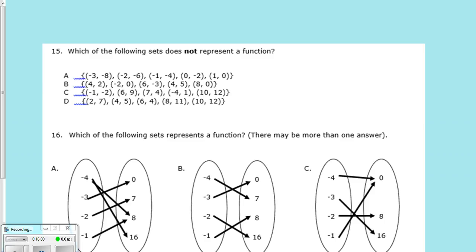Here's a few more examples. Number 15, which one does not represent a function? So again, I'm looking for that x being repeated, being listed with two different y's. B would be my answer. We've got 4 with 2 and 4 with 5 over here. Not okay.